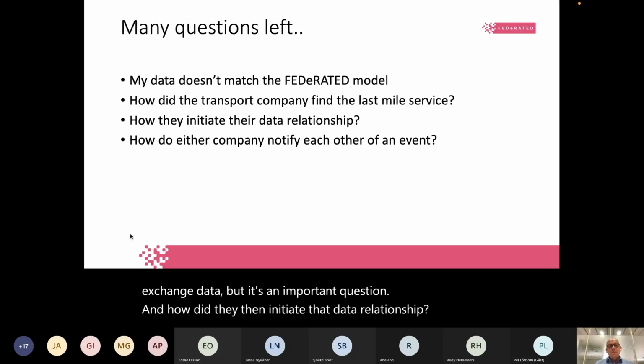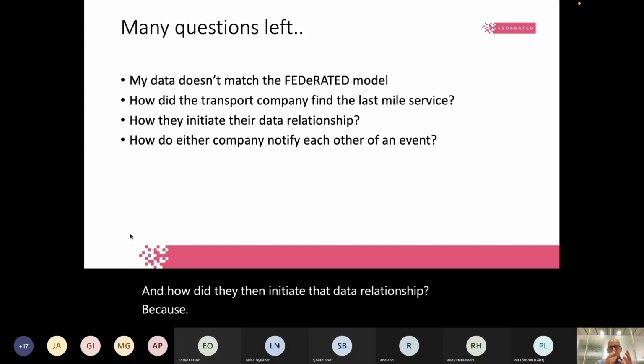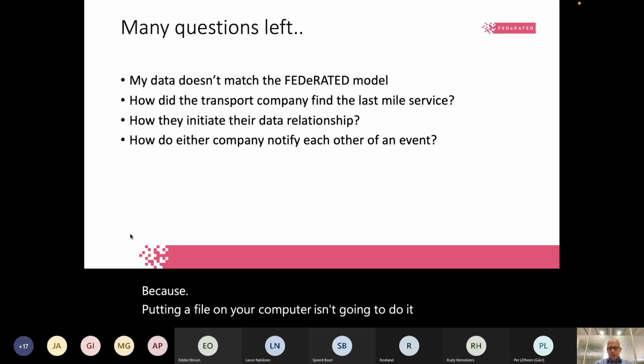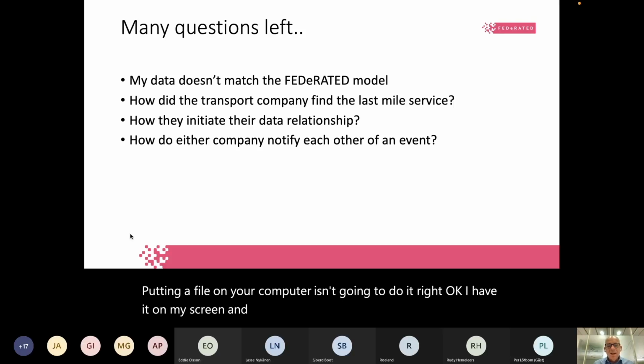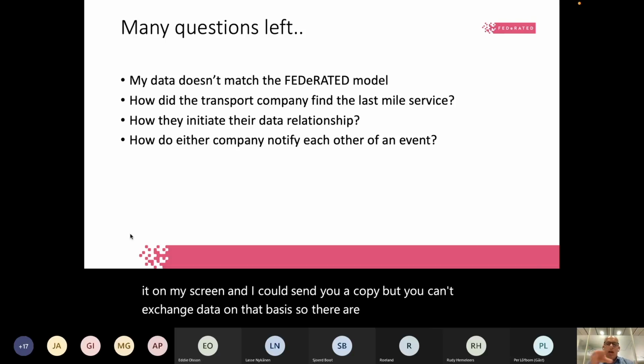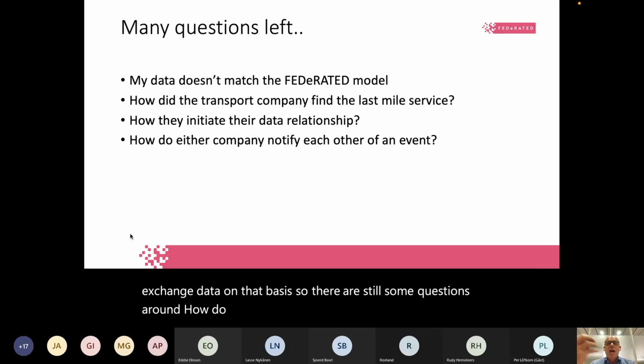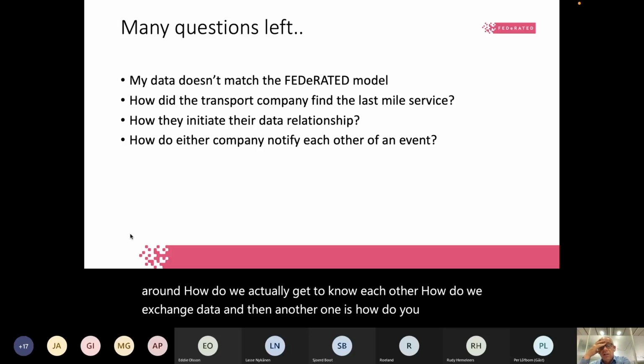Because just putting a file on your computer isn't going to do it, right? Okay, I have it on my screen and I could send you a copy, but you can't exchange data on that basis. So there are still some questions around how do we actually get to know each other? How do we exchange data? And then another one is, how do you notify each other?